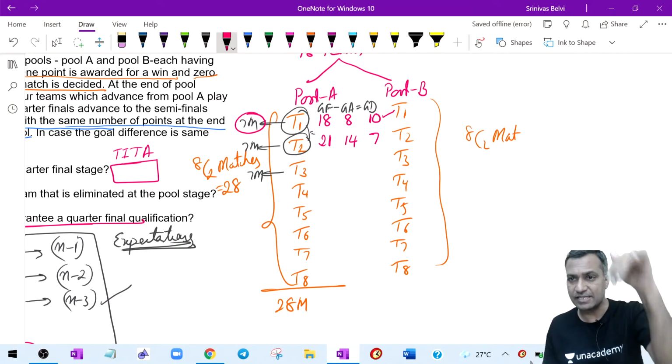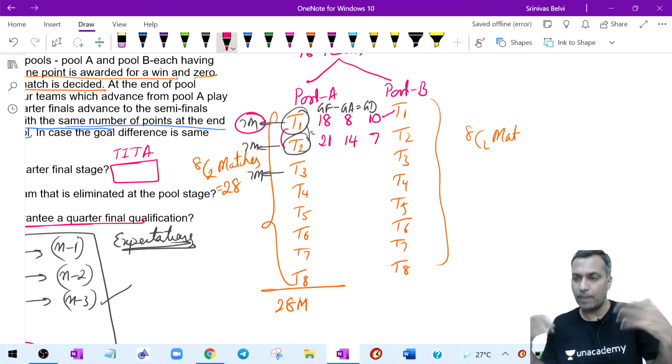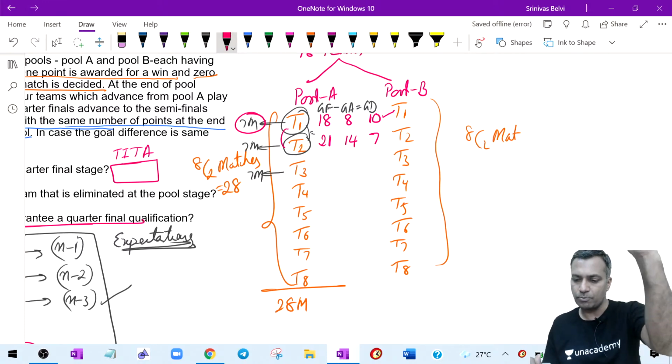It's not because they came as number 1. Why is that particular team number 1? The points for team 1 and team 2 can match, but the goal difference for team 1 stood higher than team 2. Therefore, I will put them in the first position.